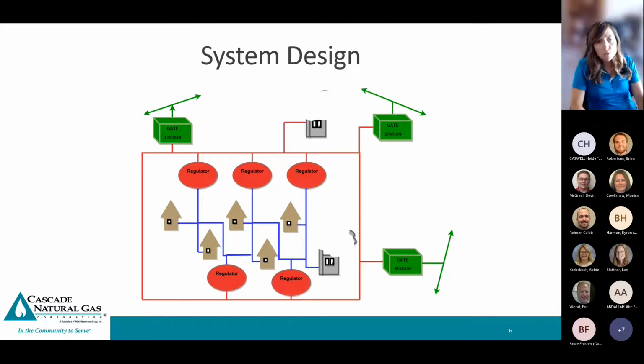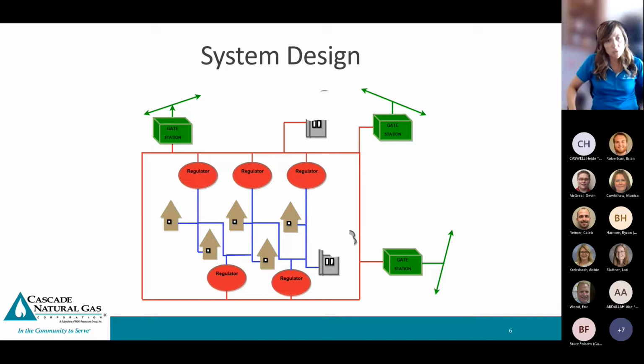So before we get too far, I wanted to go very high level on system design and what we have, when we talk about different things like high pressure versus distribution pressure, and what a gate station is. I wanted to briefly go over that with you, but up to this, I know we've covered that Cascade gets their gas from two interstate pipelines. Williams is one and TransCanada is the other one.